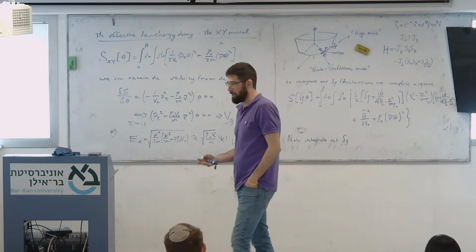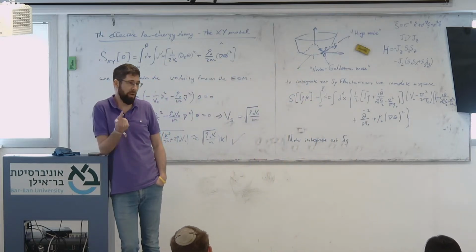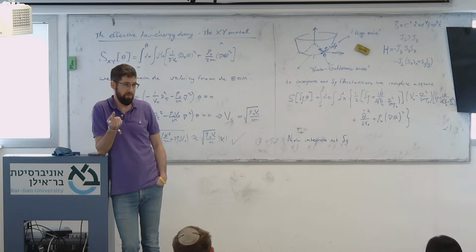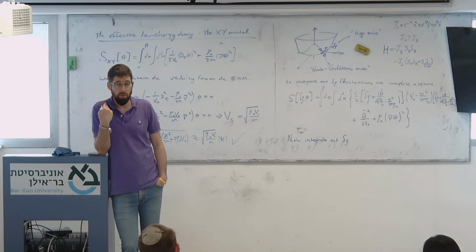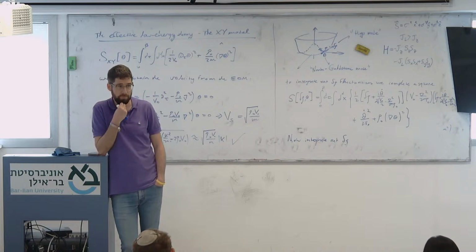And it's very generic. It's related to the fact that we broke a continuous U(1) symmetry. For us, it was the phase, but it can be anything. You break this U(1) symmetry spontaneously, you're going to get a linearly dispersing Goldstone mode, and the low energy effective theory is going to be the XY model. This is what you should anticipate.